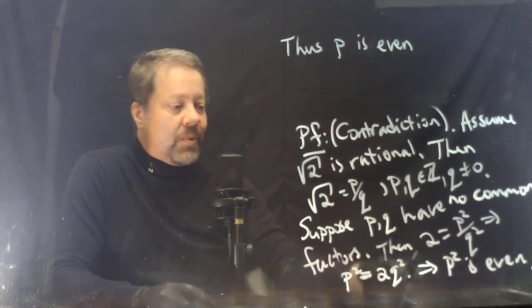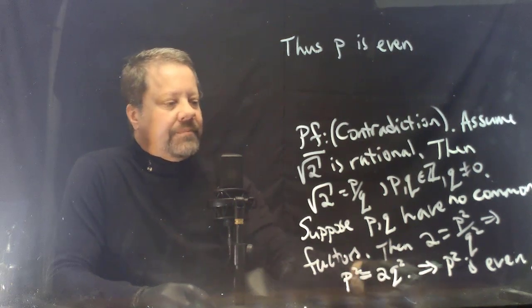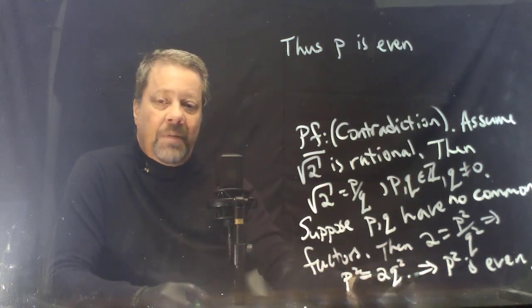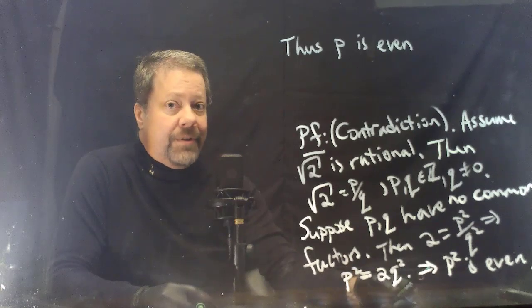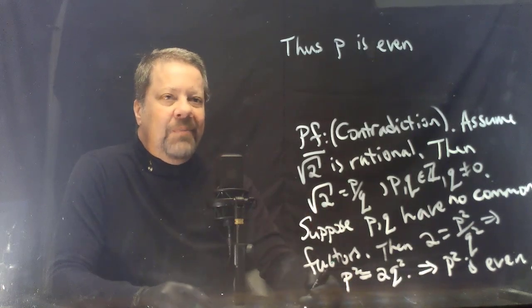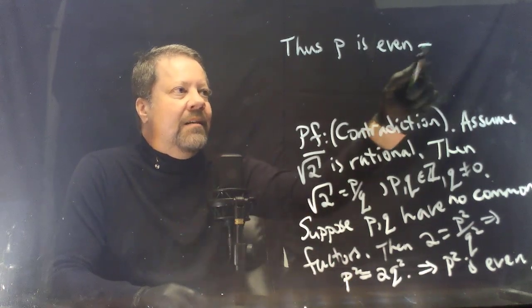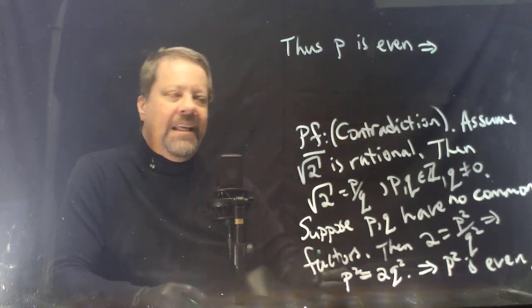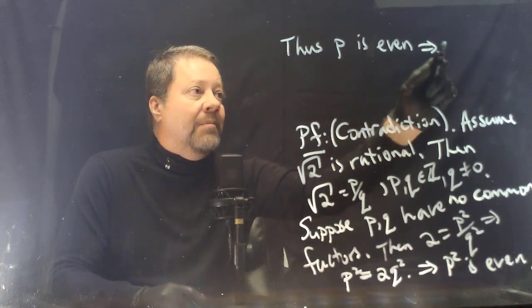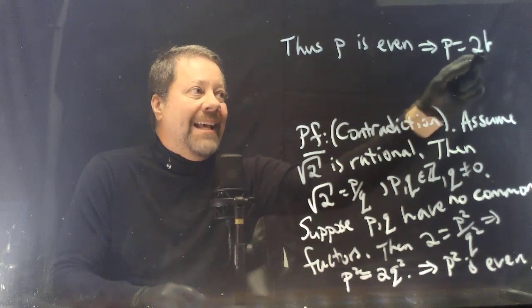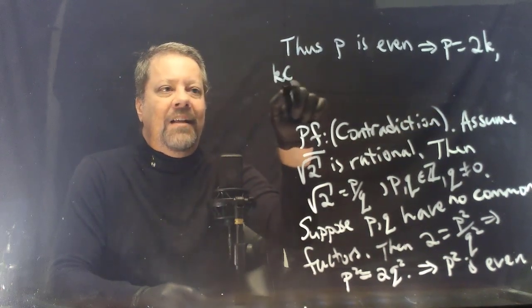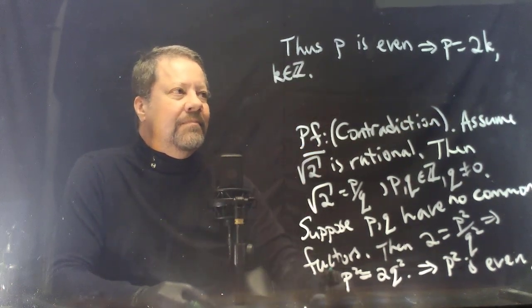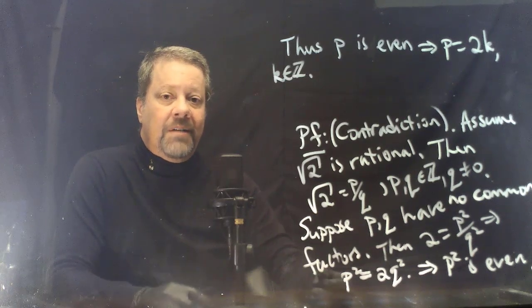After all, the only source for a factor of 2 in the perfect square would be from a factor of 2 in P to begin with. And what does it mean for P to be even? That means P is 2 times K, where K is an element of the set of integers. Even numbers are numbers that are multiples of 2.